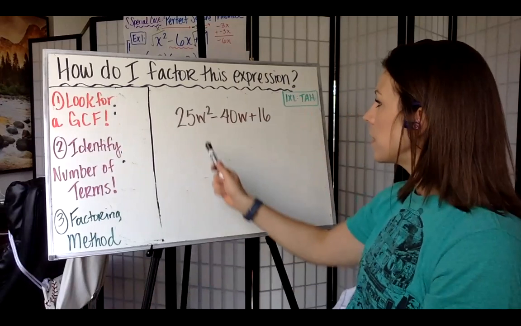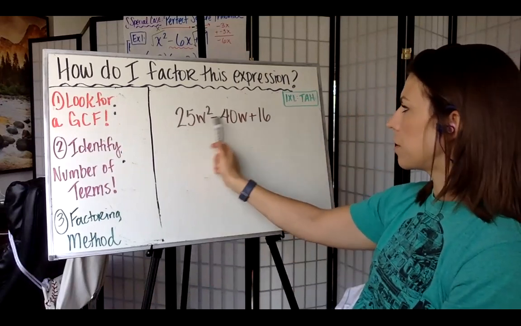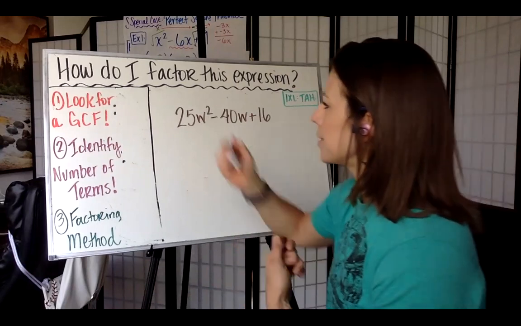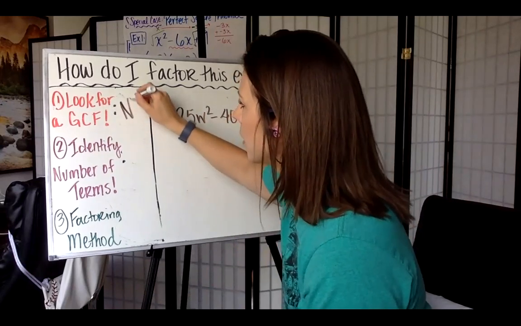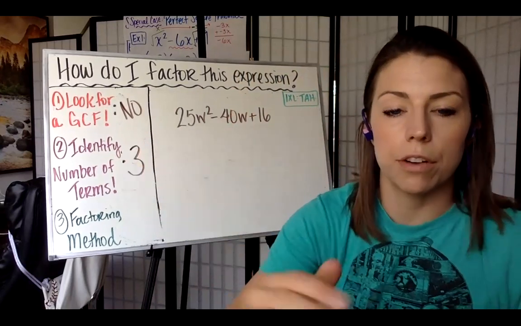Okay, look for a GCF. I don't see a GCF here because 5 and 5 are really the only factors of 25, and that doesn't go into 16. So no GCF here. How many terms does it have? 1, 2, 3. 3 terms. So let's take a look at our flow chart.